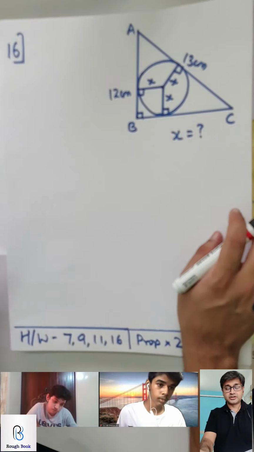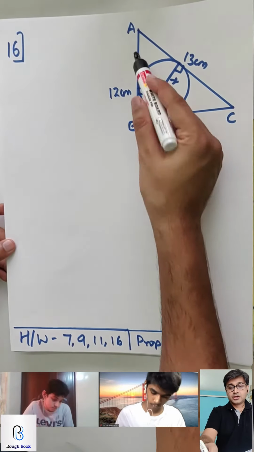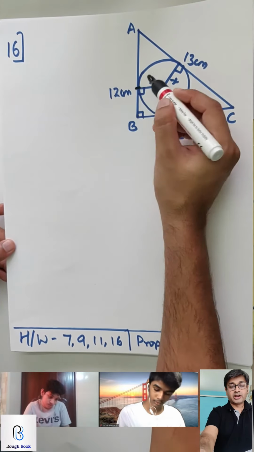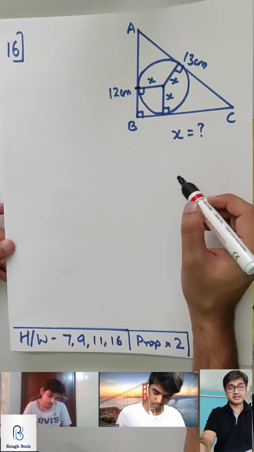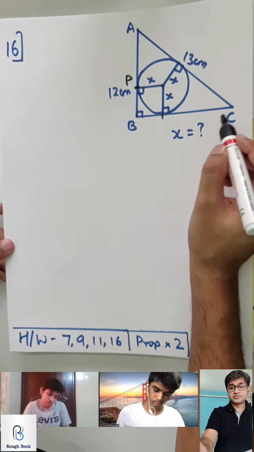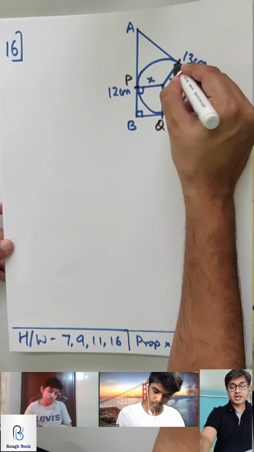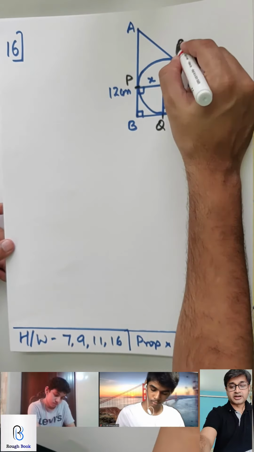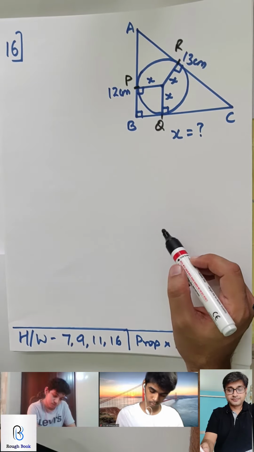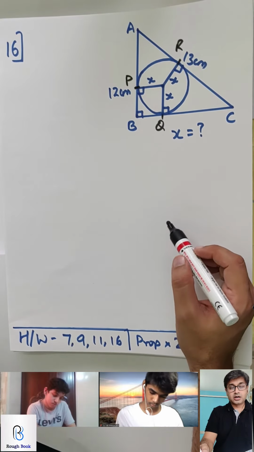So your target is finding the value of x. You've been given the entire triangle ABC. So let's name the points where the circle is touching the triangle. Where it touches AB, let's call it P. Where it touches BC, let's call it Q. And where it touches AC, let's call it R. So you have P, Q, R touching ABC on 3 sides.